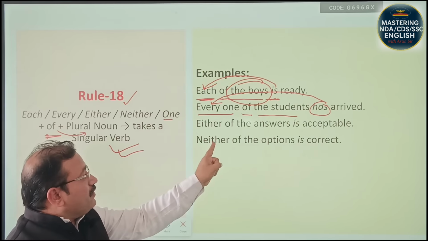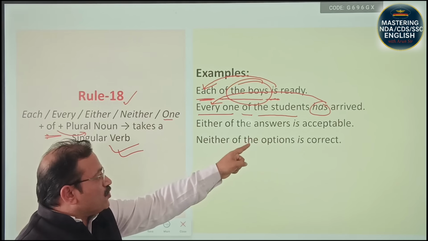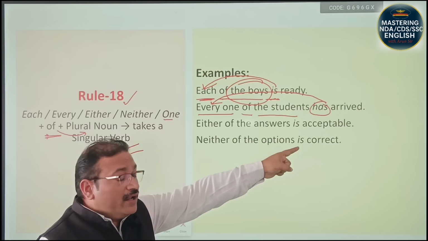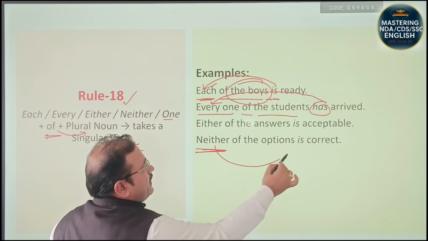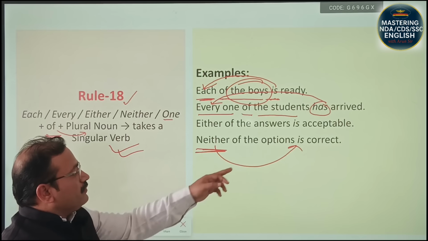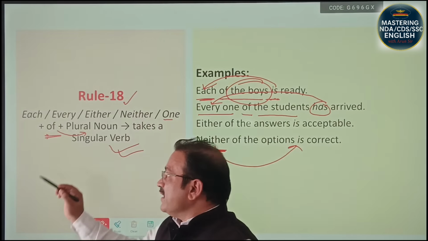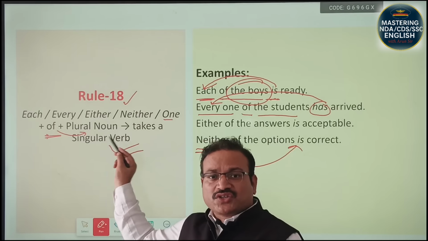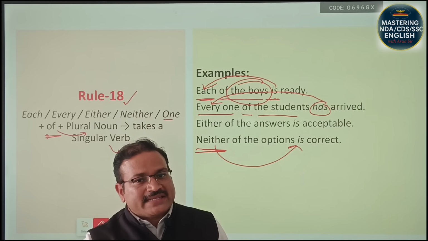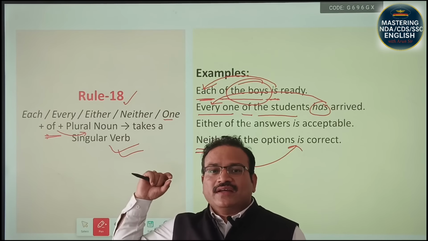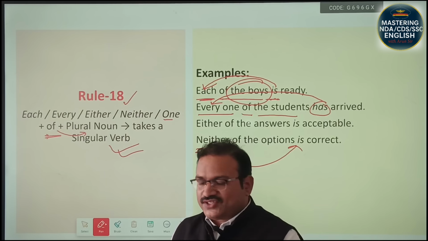Neither of the options is correct. So why is, not are? Because what is here? Neither is singular, will take singular verb. So you have to just remember this expression, this construction of the sentence. Each, every, either, neither will be the main subject when you have this type of sentence construction. Next.